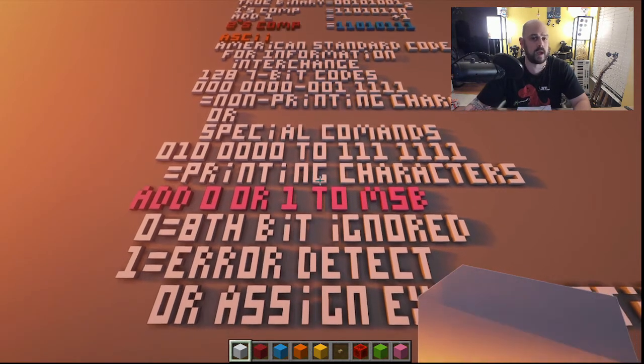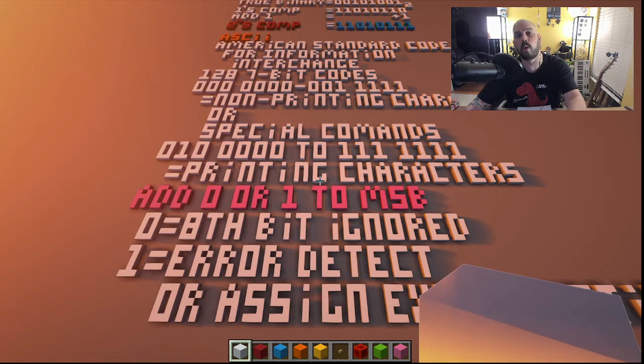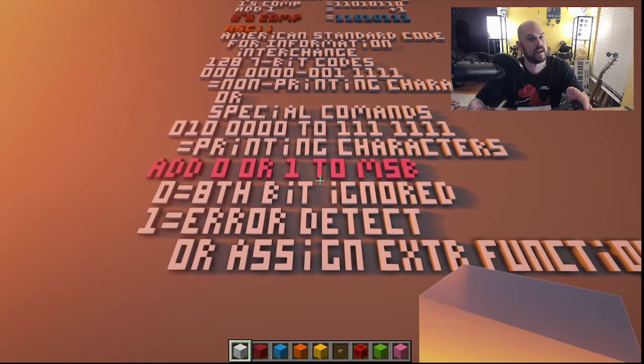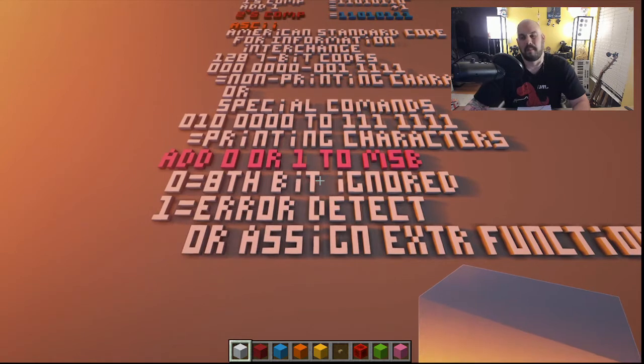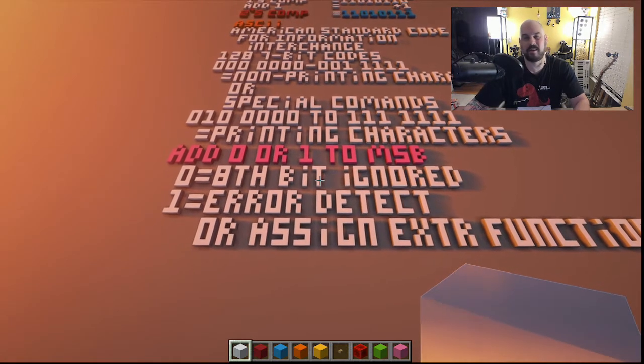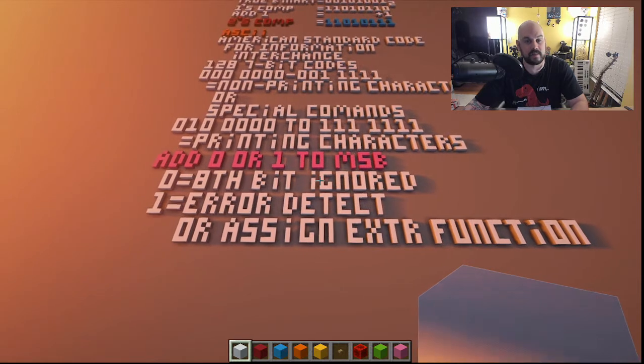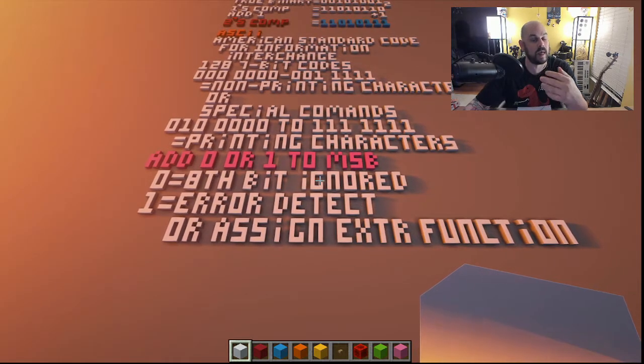Those are all printable characters, which is why there's so many more of them in the code than for the non-printing characters. So we may utilize this if we create a keyboard inside Minecraft. Otherwise, maybe we'll use it to display something on a 7-segment display for some silly reason. I don't know. What you also will typically see is that because it's only 7 bits, and most likely we're going to create an 8-bit computer, well, that leaves 1 bit that's not doing anything.